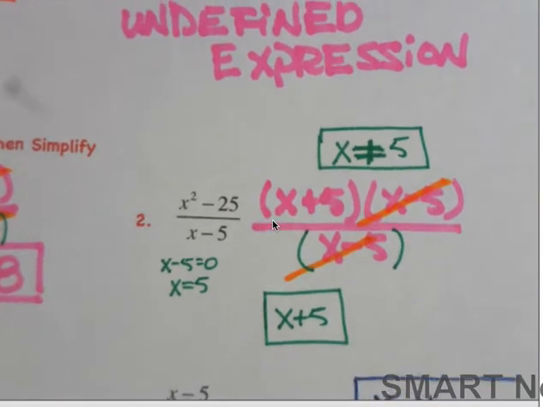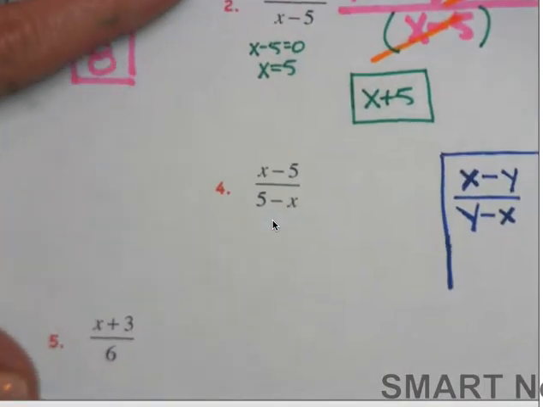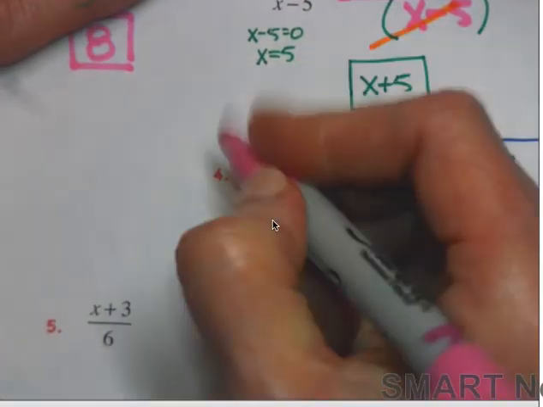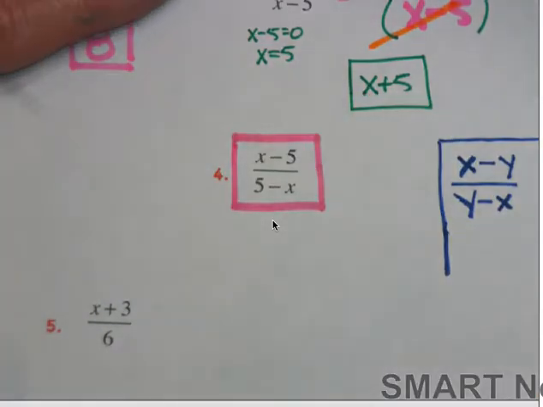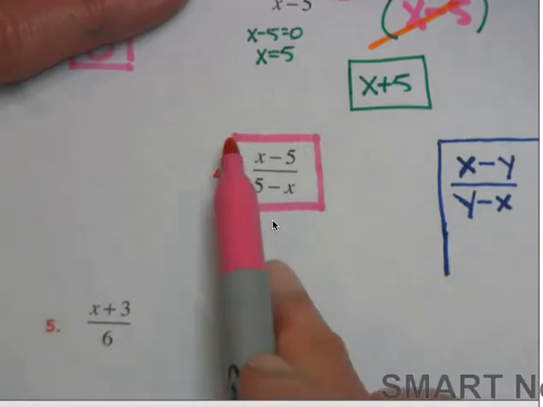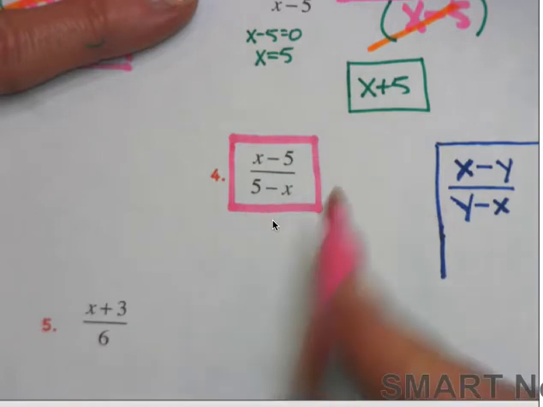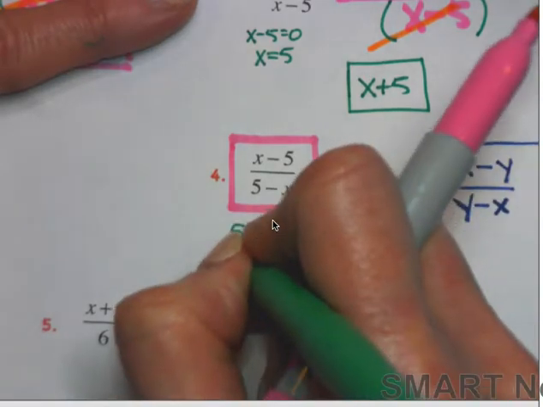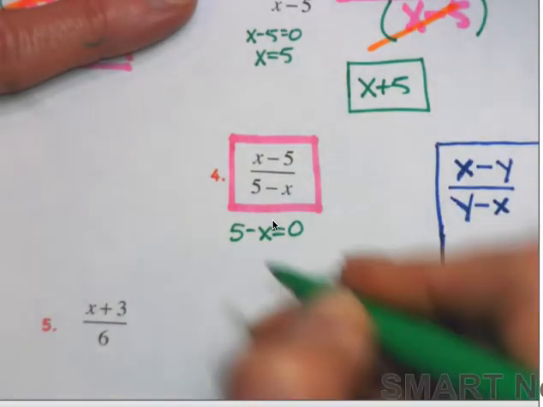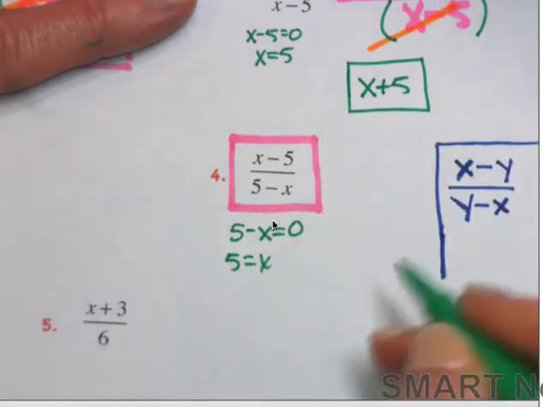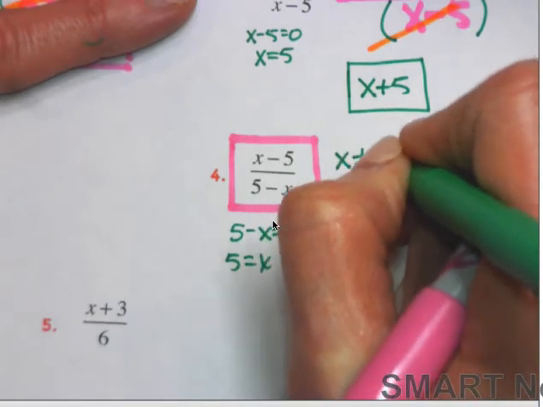Let's look at number 4 before we do number 3. In number 4, I want you to notice that I've got x minus 5 in my numerator and 5 minus x in my denominator. They're almost the same, but they differ by a factor of -1. The first thing I'm going to do is take my denominator and determine which value is going to make this undefined. If x is 5, this is an undefined expression. So for my excluded value, I must state that x cannot equal positive 5.